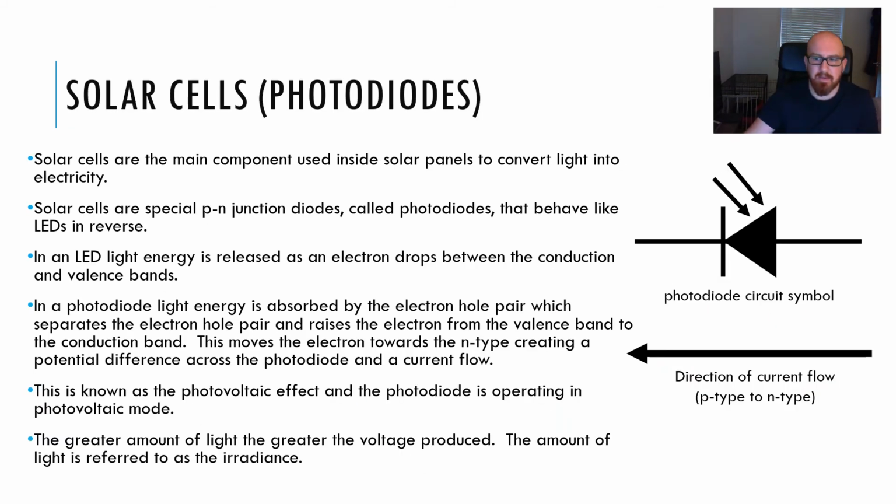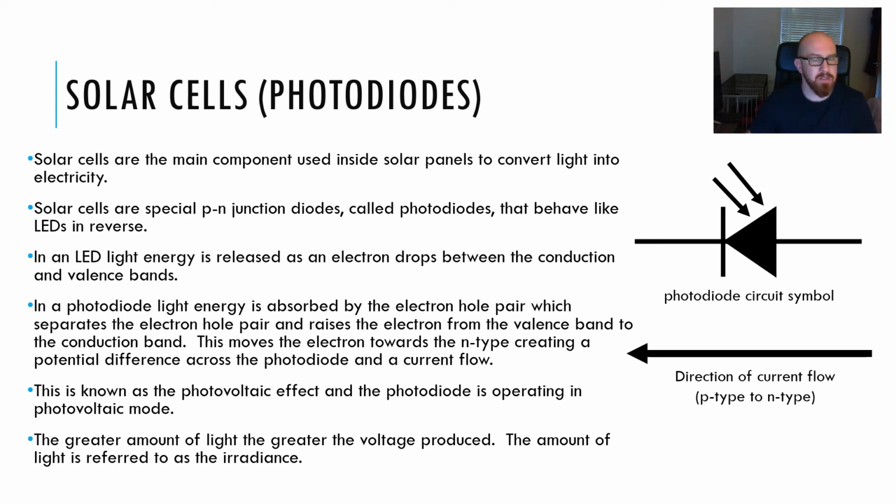Now, the second diode, or second PN junction, that we're going to look at is known as a solar cell. Solar cells are essentially LEDs in reverse. Solar cells are used in solar panels to produce electricity. So instead of energy going in the form of electricity and light coming out, as you would in an LED, we get light coming in and electricity given out. Solar cells are special PN junction diodes called photodiodes that behave like LEDs in reverse.